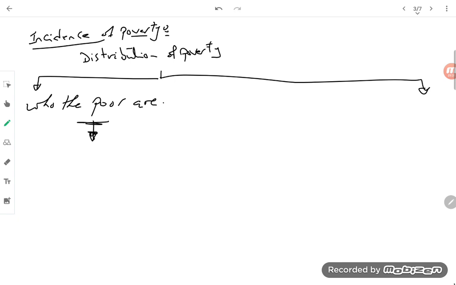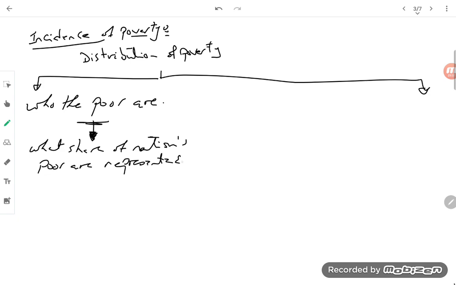According to these criteria, we have to determine what share of nation's poor are represented by various groups of people. So here we are going to talk about composition of poverty.